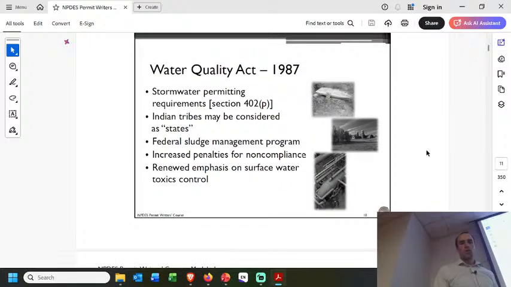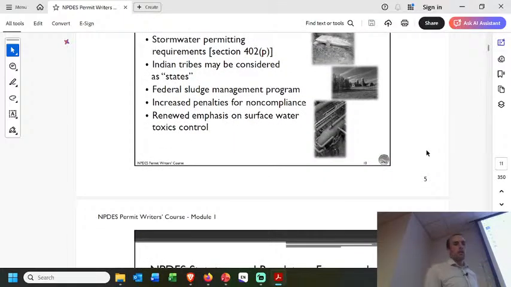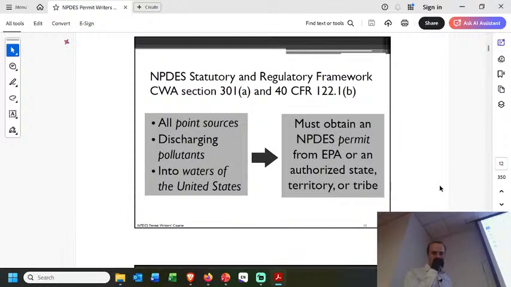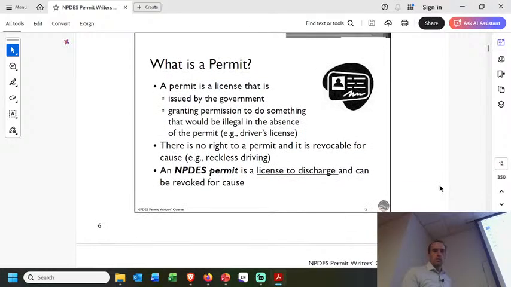Okay, a little more, if you're curious, I'm going to start skipping a little faster, but stormwater stuff in 1987, and also sludge management programs. This is when we started to think about how can we make use of biosolids. A little more stuff we've talked about.